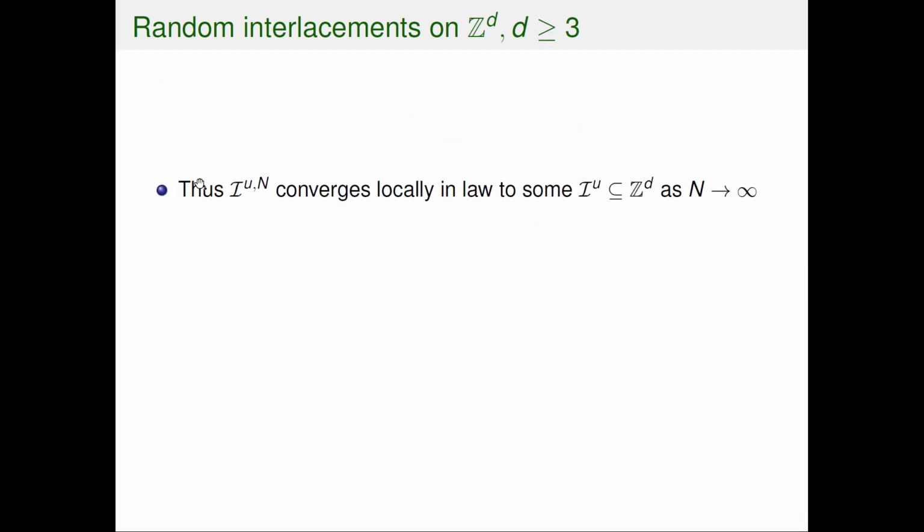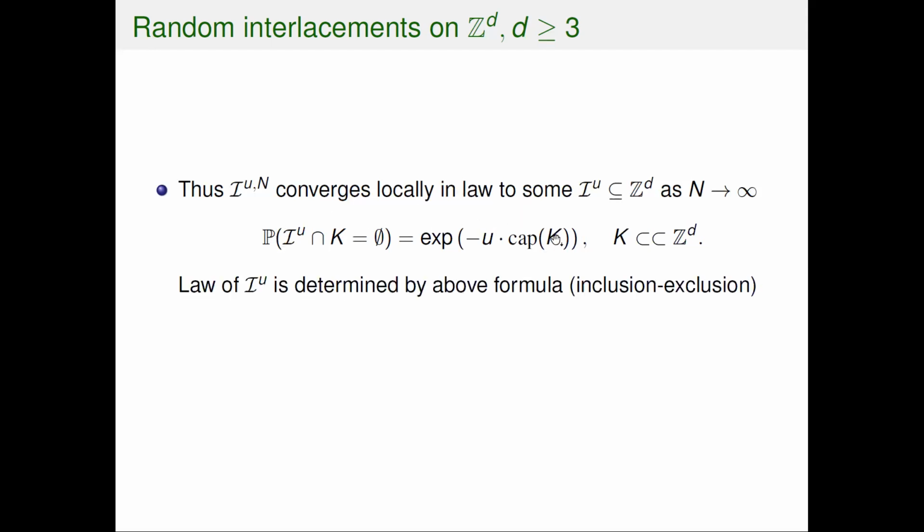Nevertheless, there was this random subset of the torus that I denoted by I^u_N, and this theorem of David Windisch already implies that this random subset converges locally in distribution to some random subset of Z^d as N goes to infinity, meaning that if you make this torus bigger and bigger, the probability of cylinder events is going to converge. Namely, this theorem alone shows that there is a random subset of Z^d with the property that the probability that it avoids the set K is e to the minus u times the capacity of K. By the way, this formula already uniquely determines the law of this random subset by simply the inclusion-exclusion formula. So there is a subset with this property, and there is a unique random subset with this property.